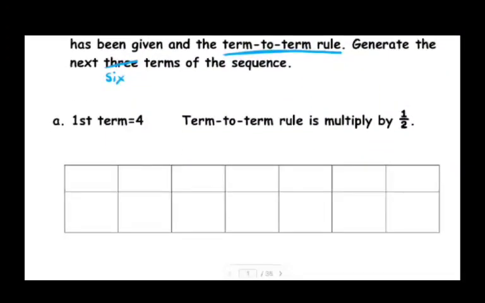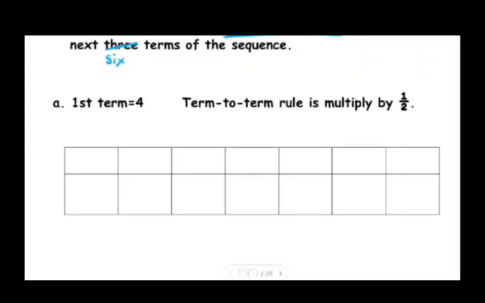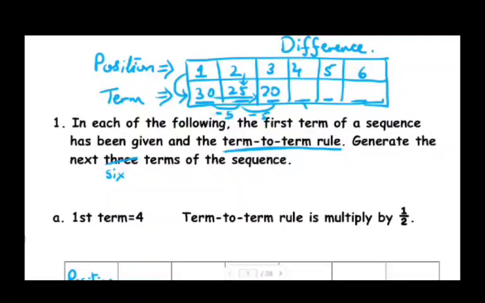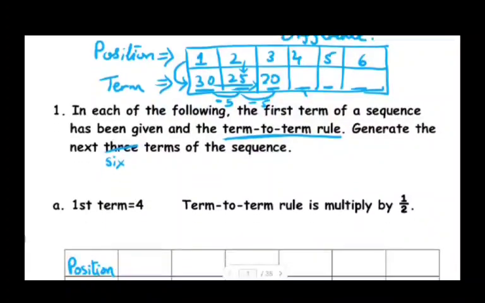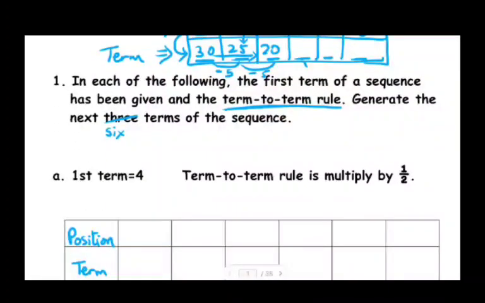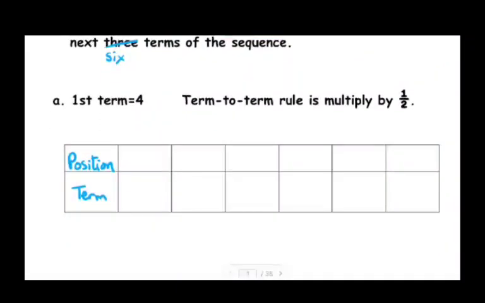So, children, for convenience sake, I have already made these boxes to show you the position and the term. So position, and here we are going to enter the terms. And remember this minus 5 each time or positive 5 that we did right now is the term to term rule. So from one term to reach the other term, what is the rule? Alright? So let's write our positions: first, second, third, fourth, fifth and sixth.